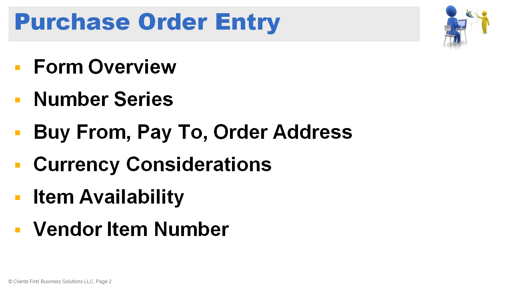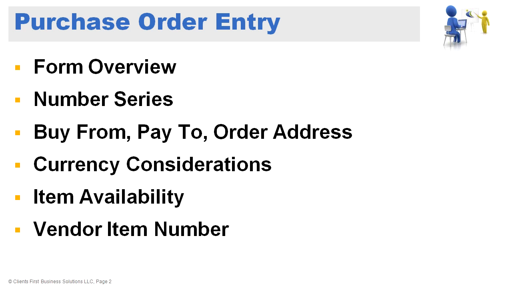We'll take a look at some key fields, number series being one of them. What's a buy from, a pay to, and what's an alternate vendor order address? We'll look at currency considerations in dealing with purchase order entry and posting.